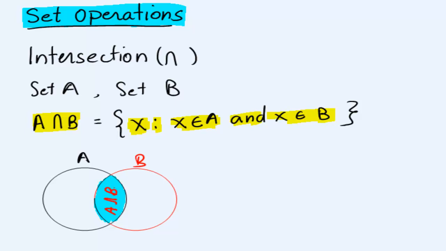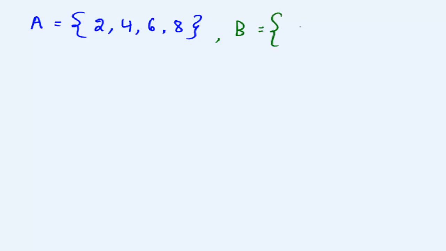Let's see a few examples of this. Let's say A is a set whose elements are the numbers 2, 4, 6, and 8. And B is a set whose elements are the numbers 6, 12, 18. We want to find A intersect B. Well, we said the intersection has only those elements that are in both sets. That is, the element has to be in A and it has to be in B.